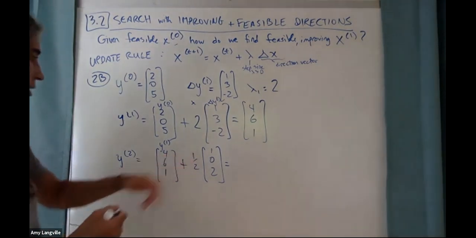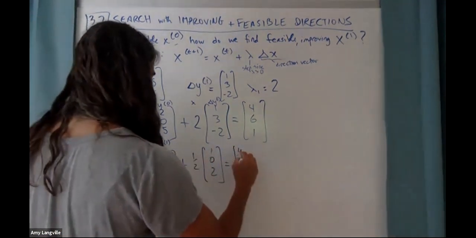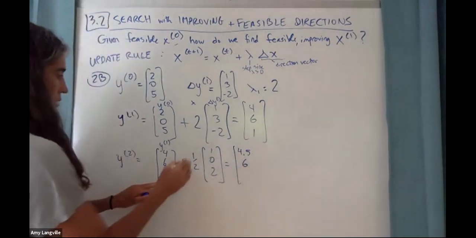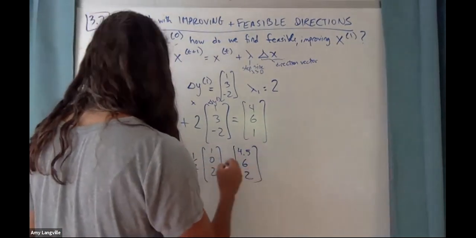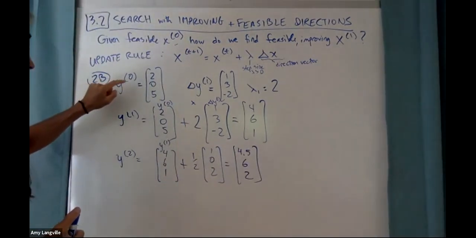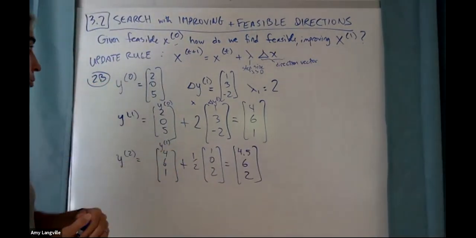Okay, so we'll get 4 plus 1/2 is 4.5, 6 plus 0 is 6, 1 plus 1 is 2. Okay, so this is your next value. So we've moved through at this point 3 points, y0, y1, and y2.